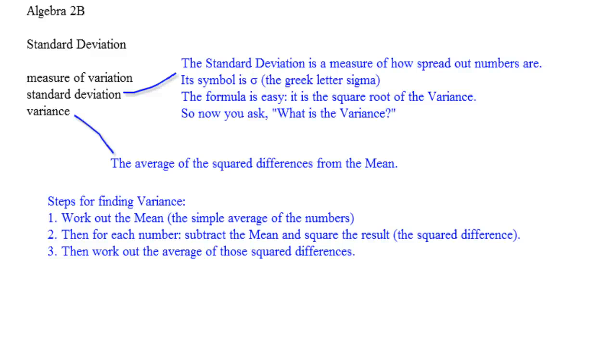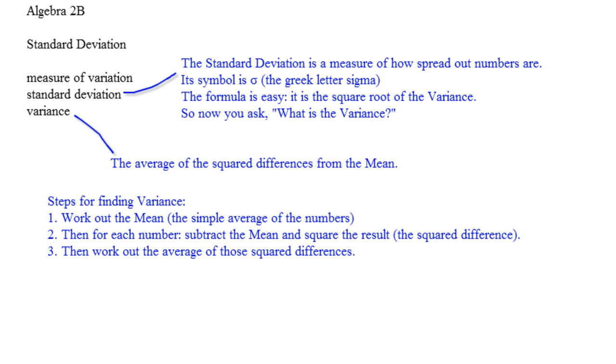We'll be talking about standard deviation today, okay? And there's two types of measures of variation. It's variation from the mean or median or whatever you want to call your average. The standard deviation is a measure of how spread out numbers are. Its symbol is lowercase sigma, okay?